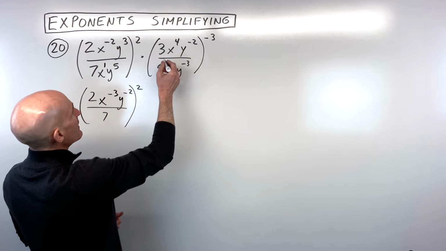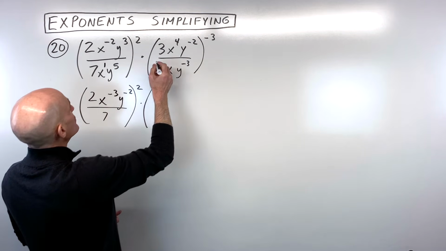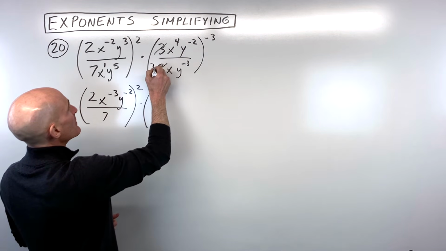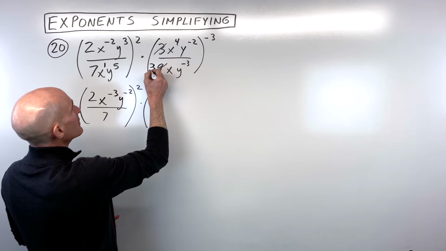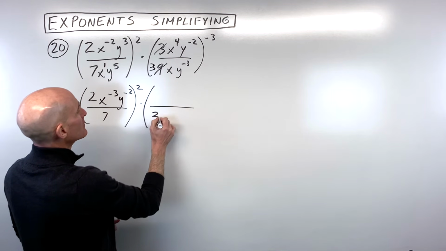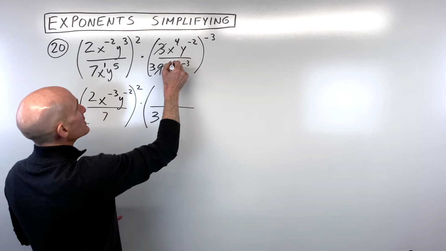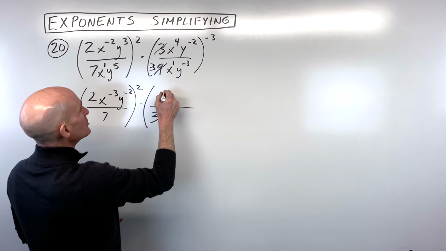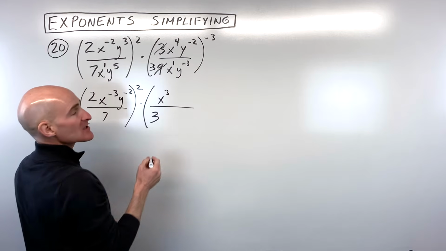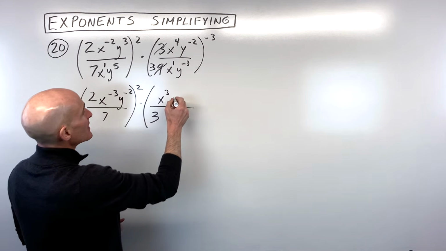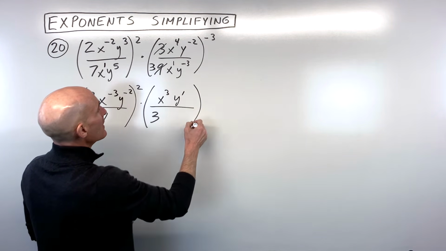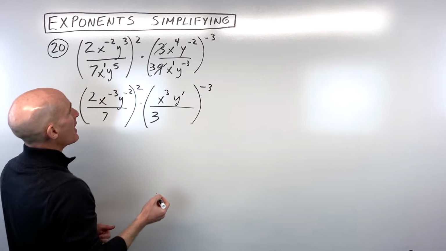Now, let's see if we can simplify this one a little bit. This one, you can see the 3 and the 9 reduce. So that becomes a 3 here in the denominator. Okay, and then 4 minus 1 gives us x cubed. And negative 2 minus negative 3 is like negative 2 plus 3, so that comes out to y to the first. And that's all raised to the negative third power.